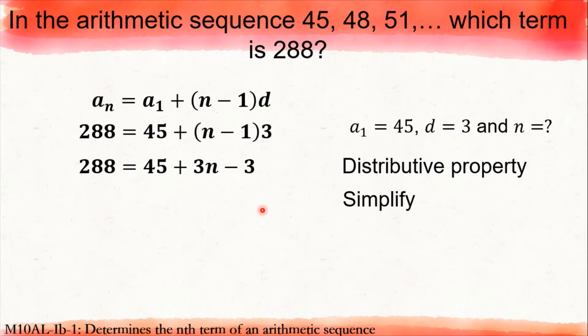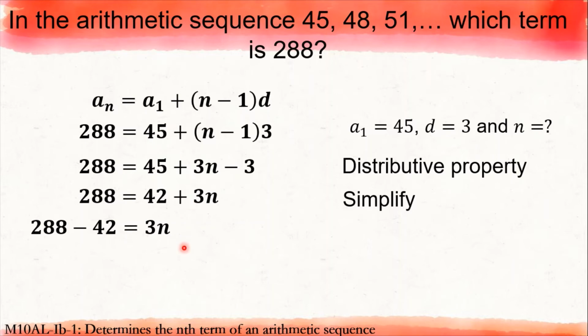And then, simplify. Paano isi-simplify? Combine like terms lang po tayo. So, paano naging 42 to? 45 minus 3. 42 plus 3n. Simplify natin. So, adding negative 42 to both sides of the equation o kaya transpose 42 to the other side of the equation para maiwan na lang yung may variable. So, we have 288 minus 42. It becomes 246 equals 3n.